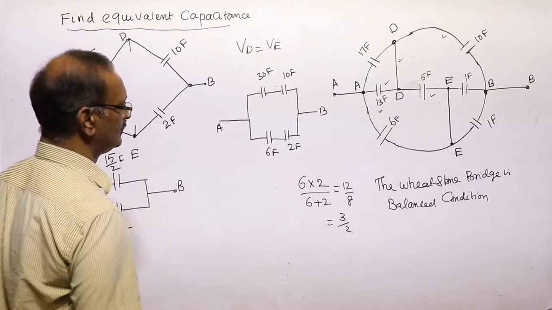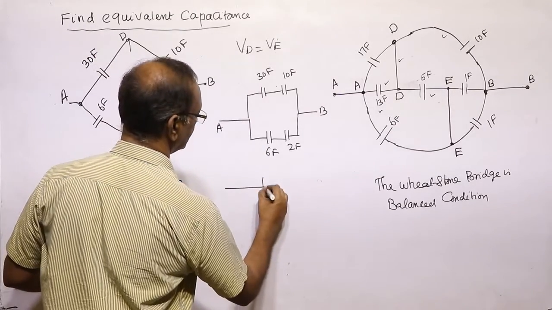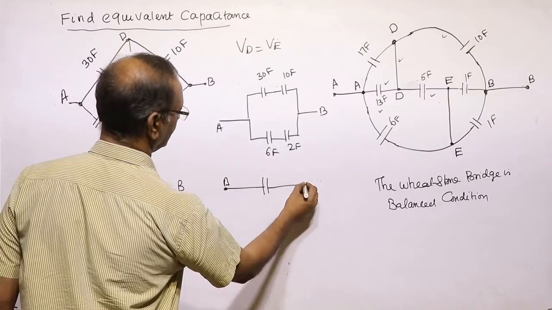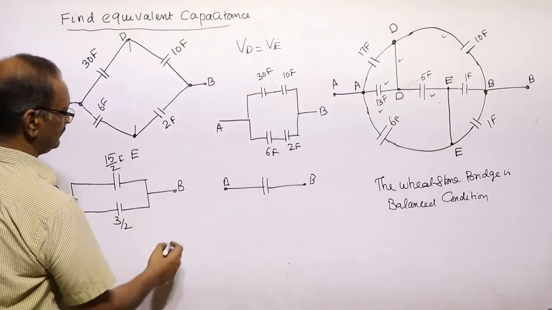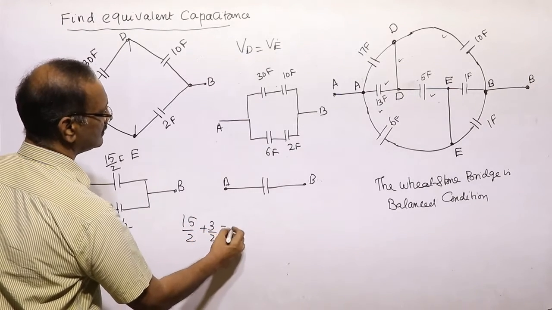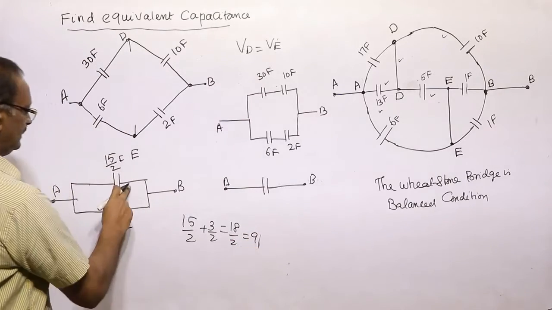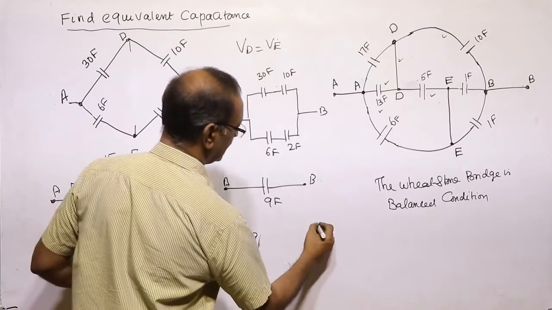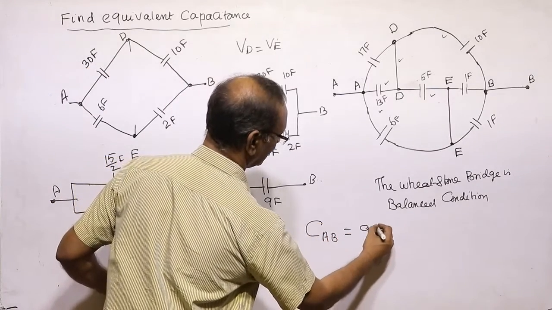Now it's very easy to calculate, because this can be made as a single circuit between A and B. Since both are in parallel, we can add them: 15 by 2 plus 3 by 2 is equal to 18 by 2, which is equal to 9. So the combined capacitance between terminal A and terminal B is equal to 9 farad.